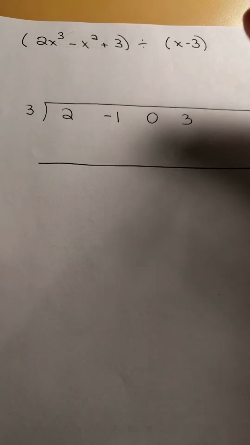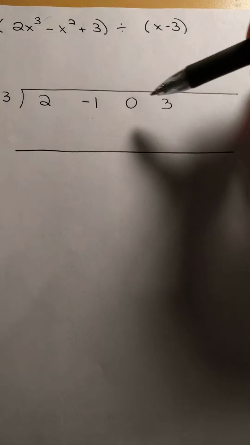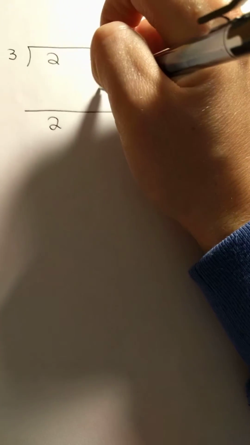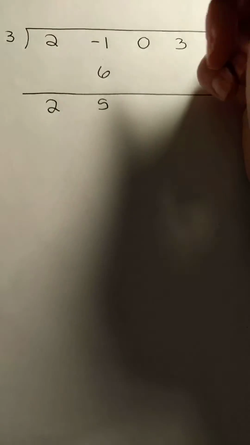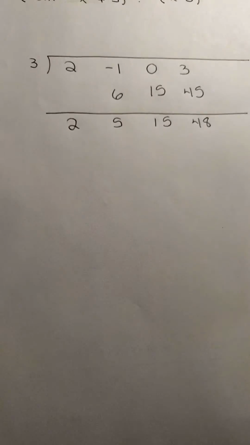So anytime you're missing a term with an exponent, in this case it's an x, if it had been x squared, you're going to write a 0 as a place marker in here. Now the process is going to be the same. You're going to bring down that 2. Take the 3, multiply it by the 2 to give you 6. Negative 1 plus 6 is 5. 3 times 5 is 15. 0 plus 15 is still 15. And then 3 times 15 is 45. 3 plus 45 is 48.